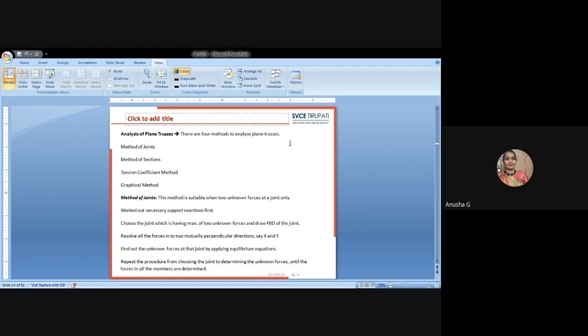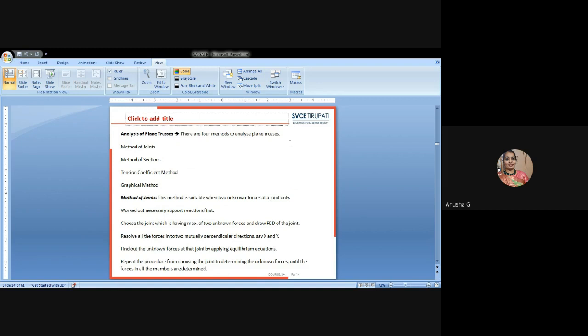We take one truss and consider some of the forces, horizontal or vertical, and then one unknown force and then two unknown forces. For that, first we have to draw the free body diagram, and then resolve all the forces in two mutually perpendicular directions, the x and y directions.